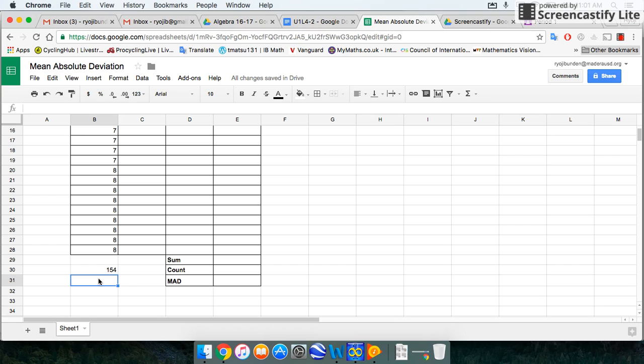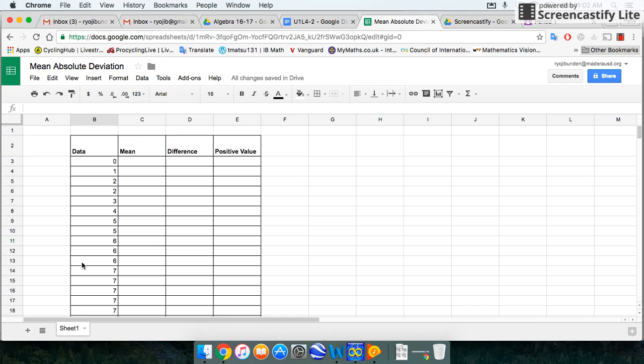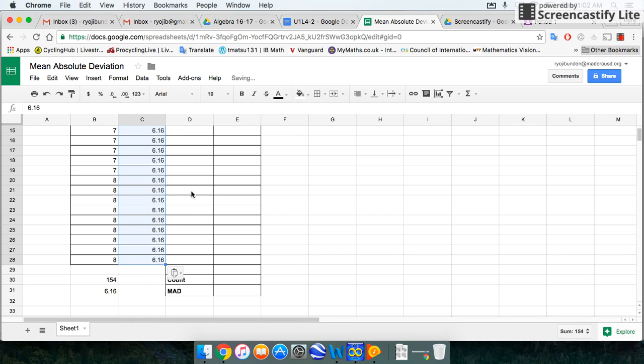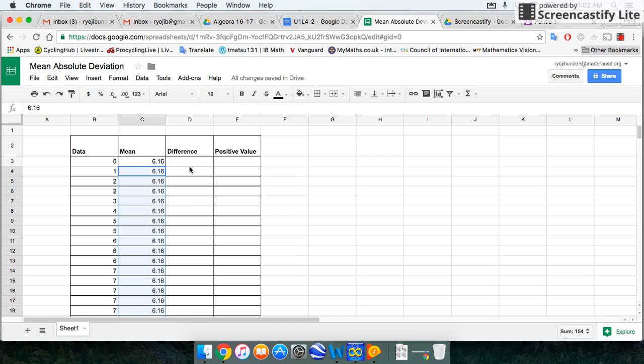Now I need to calculate the mean. I'm going to do that in this cell. Anytime you want to do any type of calculation in Excel or Sheets, the first thing you have to do is click equals. In this case, I'm going to divide 154 by 25 because we have 25 data values. It gives me a mean of 6.16. So I'm going to fill that in, 6.16, and I'm going to copy that and paste it all the way down so I don't have to fill that in all the way.